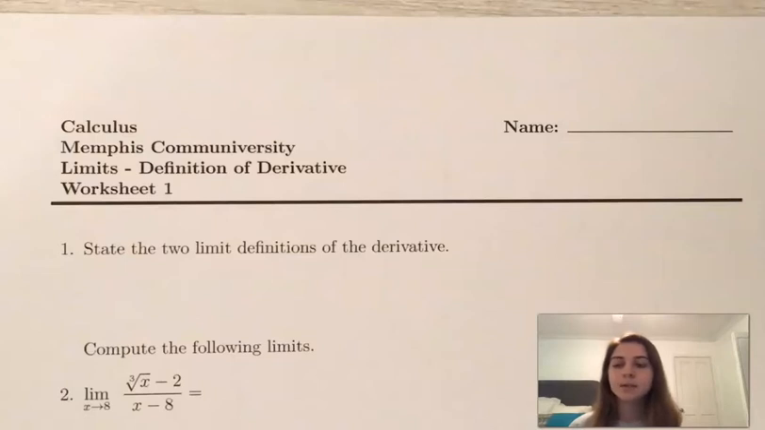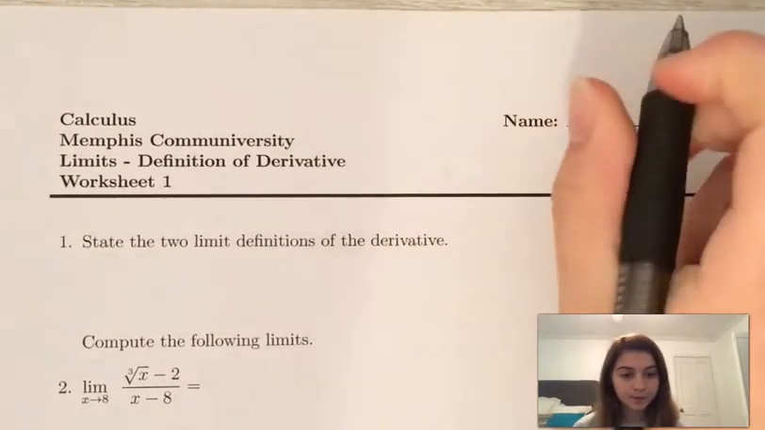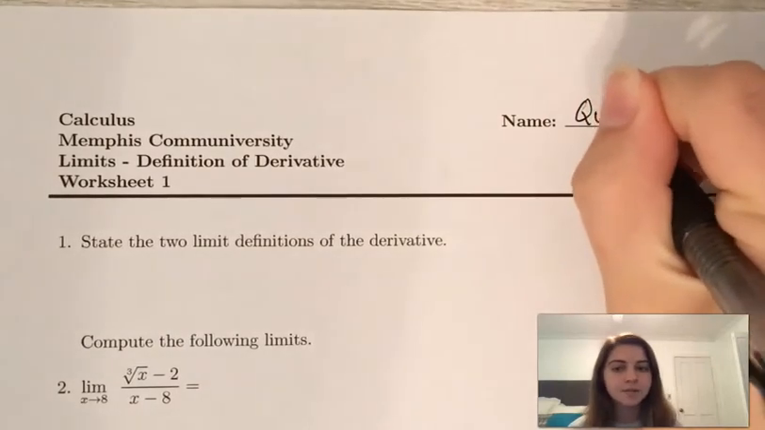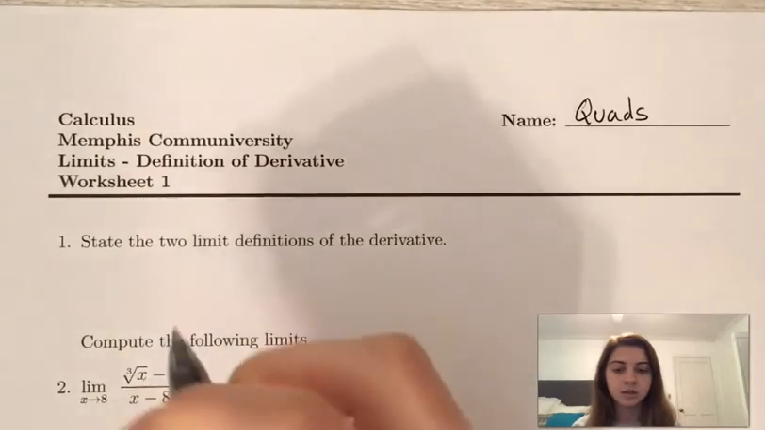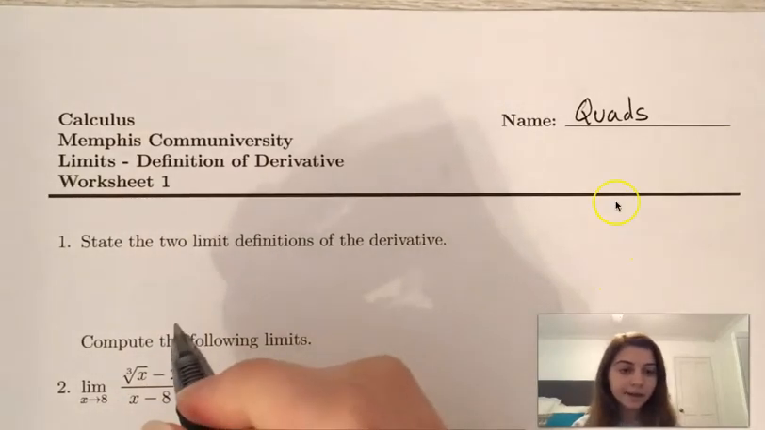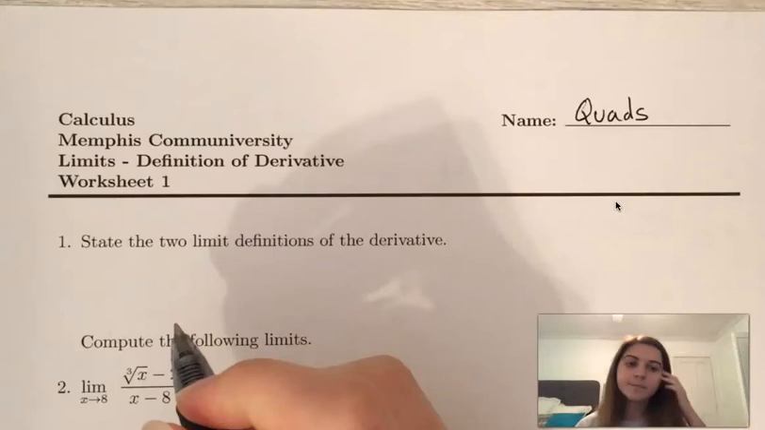I'm going to be doing the limits definition of derivative worksheet. So, this one requires a bit of an introduction. First of all, the derivative is by definition the slope of a tangent line. So it's basically the slope of a function at exactly one point. If you can imagine a function, you choose a point on it and you would draw the tangent line to that point, and it's the slope of that tangent line.